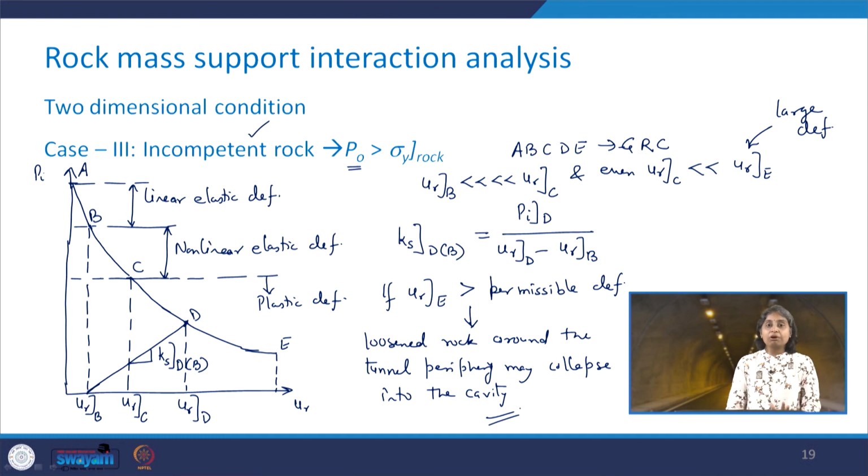So, this is how, by looking at different types of rock, we can explain how the stiffness of the support system can be determined if you have to completely restrict the deformation, or if you allow some deformation, then how we can get the stiffness. So, this was all about the two-dimensional condition, and here I tried to explain how the stiffness of the support system and the deformation of the rock mass are interdependent on each other.